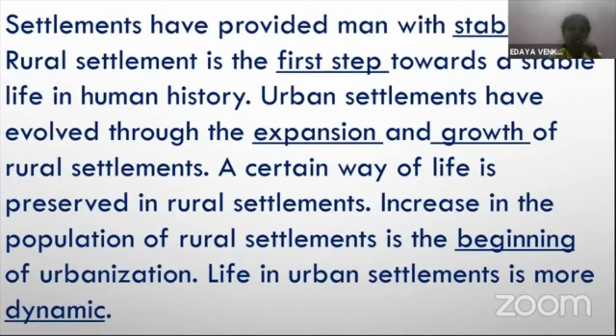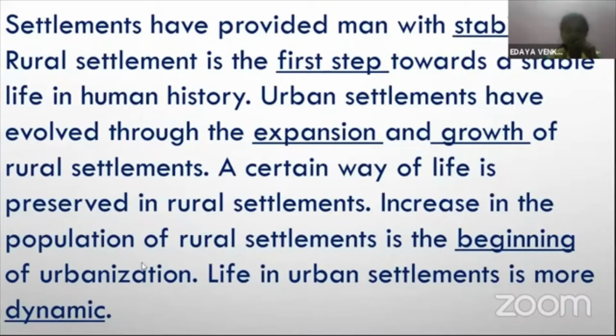So these are the few points necessary to know about the present types of human settlement. First, settlement provides stability to man. Rural settlement is the first step towards a stable human life. Urban settlement evolved through expansion and growth of rural settlement. Increase in population of rural settlement is the beginning of urbanization, and life in urban settlement is more dynamic.